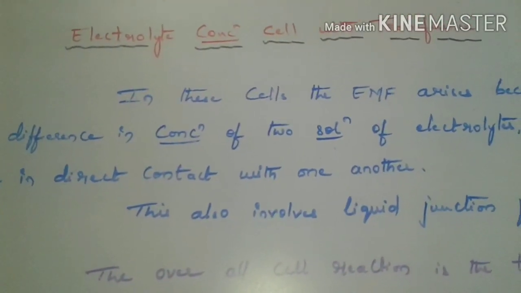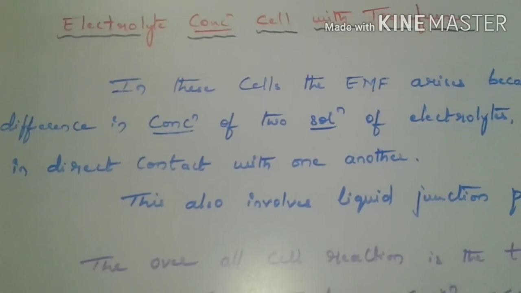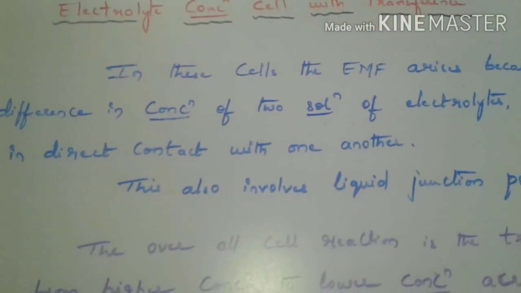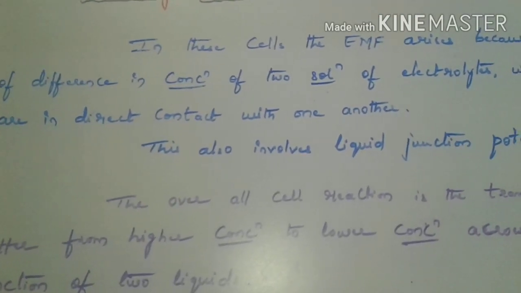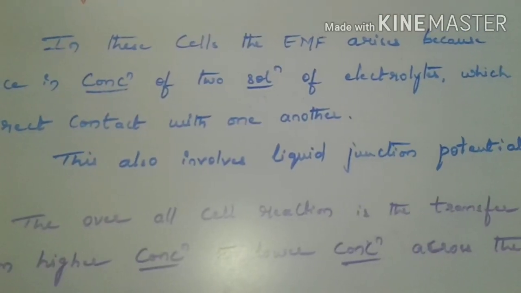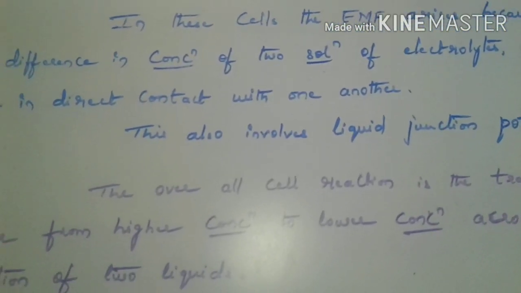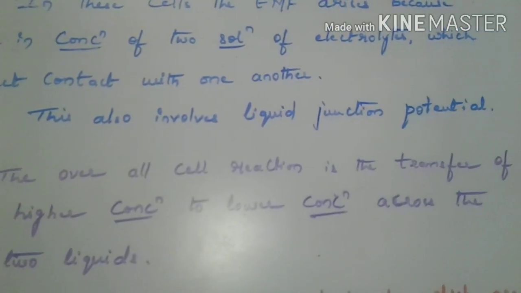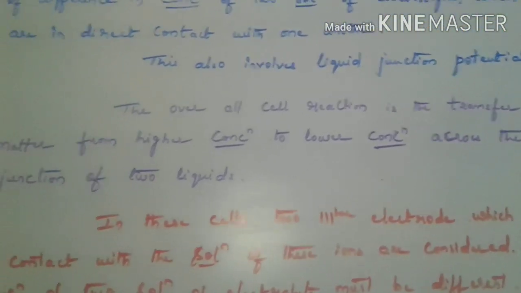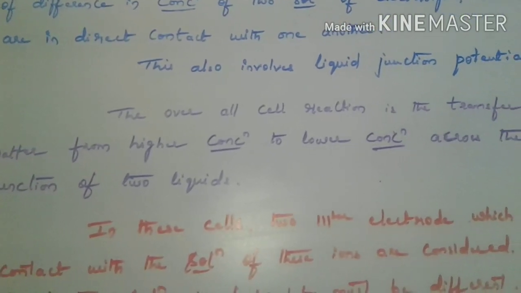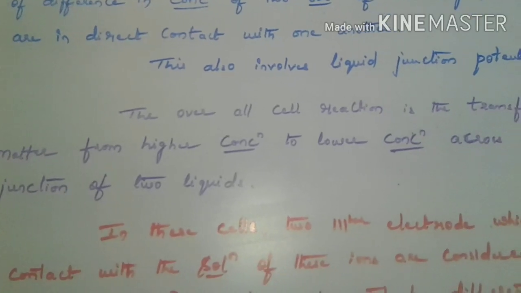After knowing the definition of transport number, let us continue the electrolyte concentration cell with transference. In these cells, the EMF arises because of the difference in concentration of two solutions of electrolyte which are in contact with one another. This also involves liquid junction potential. The overall reaction is the transference of matter from higher concentration to lower concentration across the junction of two liquids.